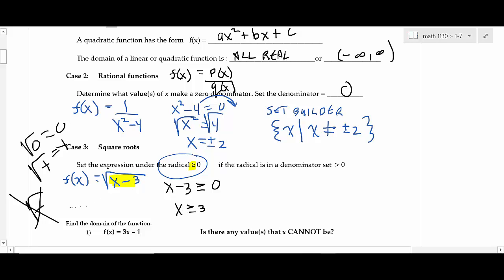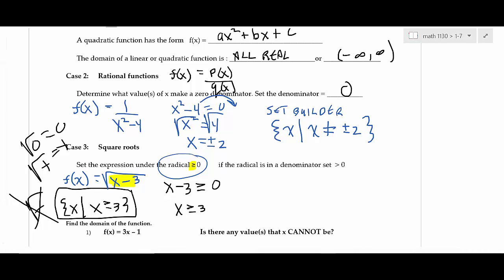So the way you would write this domain is you would say set of x such that x is greater than or equal to 3. That would be one way to do the domain. We'll get into the interval notation in a few minutes. Okay, does that make sense? So if you have a square root function, whatever's there, set it greater than or equal to 0 and solve. That's how you figure out your domain there.